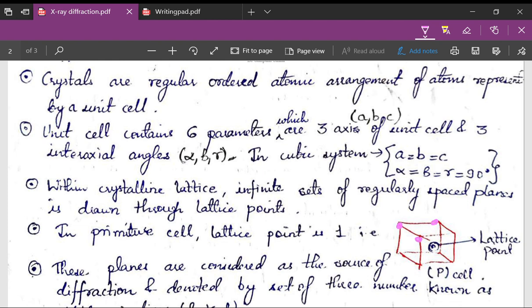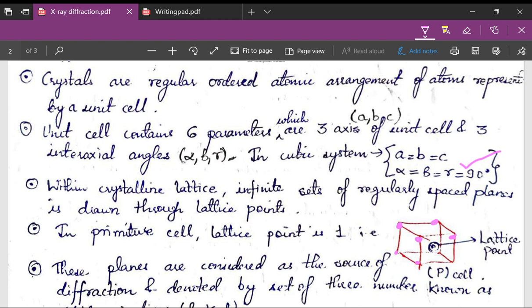Okay, and a unit cell is composed of 6 parameters, of which 3 are axes and 3 are interaxial angles. The 3 axes are A, B, C, and the interaxial angles are alpha, beta, and gamma. In a cubic system, the axes are equal, A equals B equals C, and the interaxial angles alpha, beta, and gamma are 90 degrees.